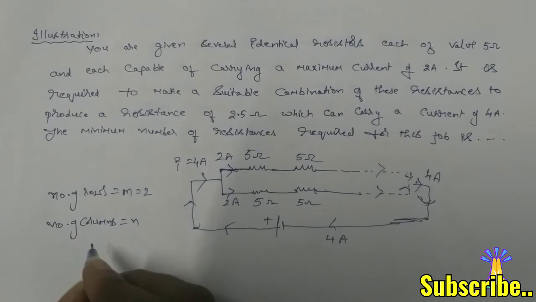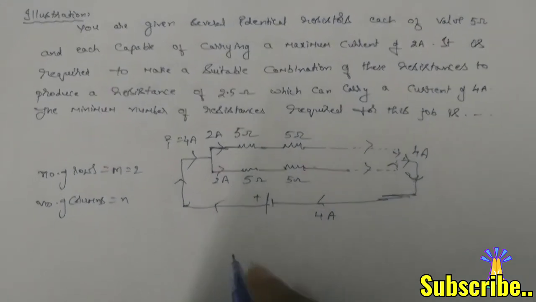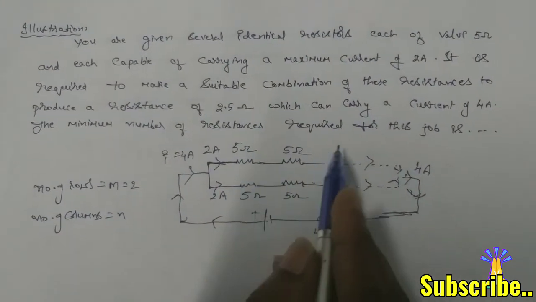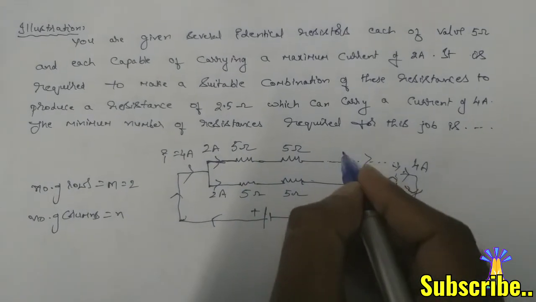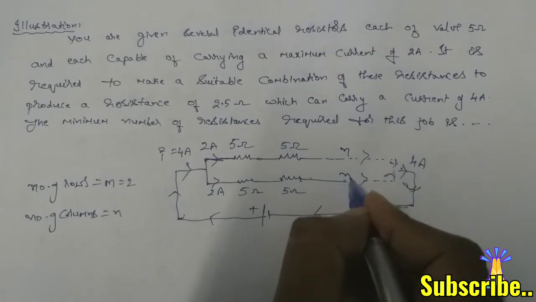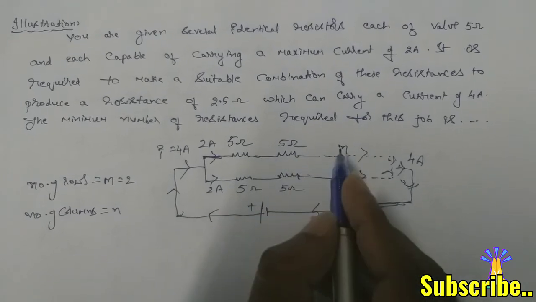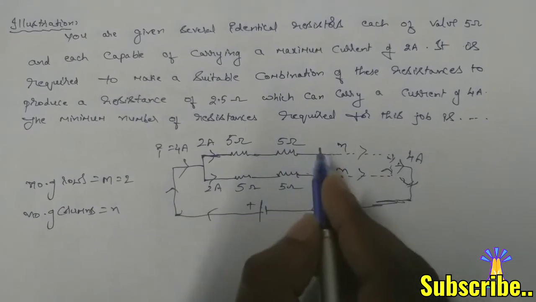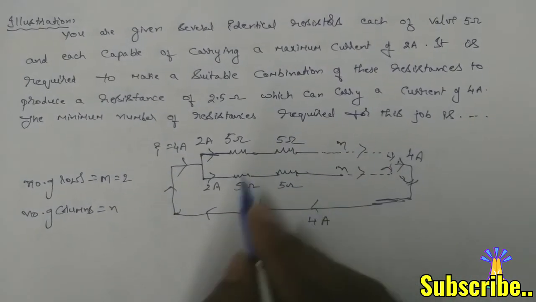So in order to find this n value, let us redraw this picture once again. See here, this whole combination has n resistors, up to n resistors. In series combination, individual resistances are added up. So 5 plus 5 plus up to n, so n into 5. Again this is also n into 5.